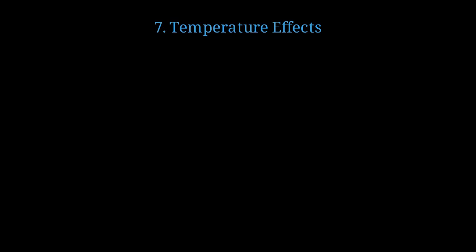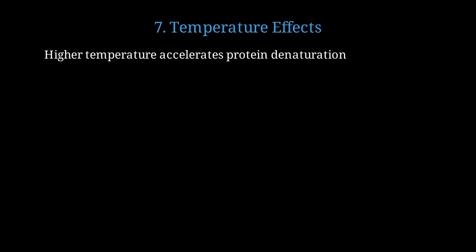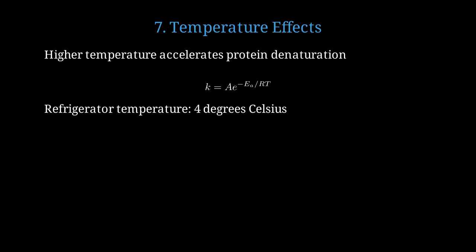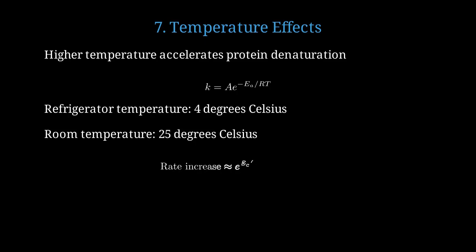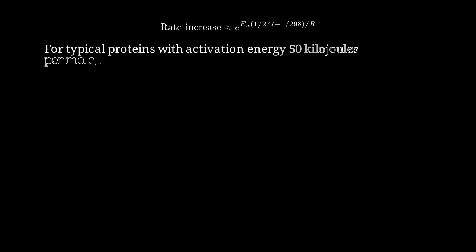Temperature dramatically affects both of these processes in different ways. Higher temperatures speed up protein denaturation following the Arrhenius equation. The rate constant k equals A times e to the negative activation energy over RT. In the refrigerator at 4 degrees Celsius, protein denaturation is quite slow. At room temperature, 25 degrees Celsius, the process speeds up significantly. The rate increase going from fridge to room temperature follows this exponential relationship. For typical meat proteins with an activation energy around 50 kilojoules per mole, room temperature denaturation is roughly 3 times faster than refrigerator temperature.